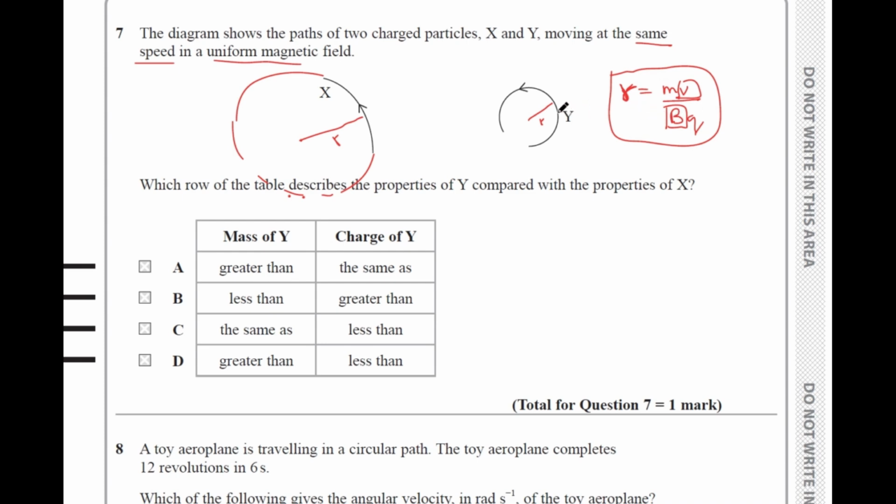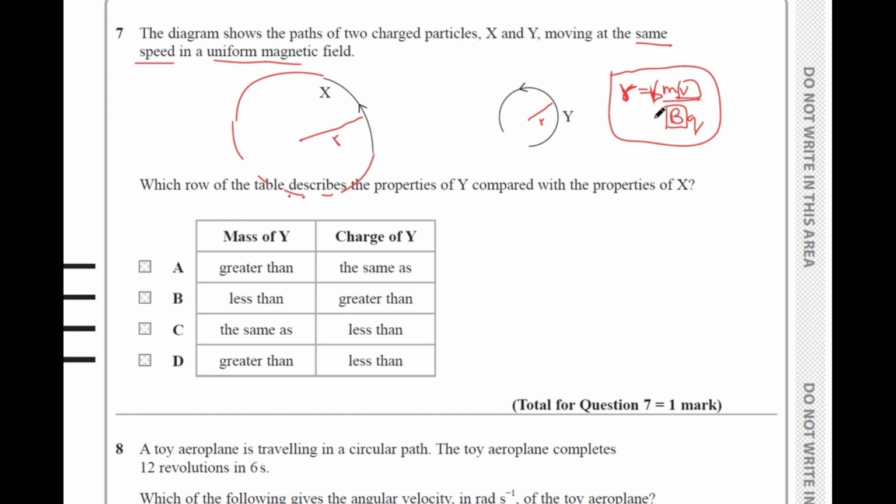So we have to check what are the properties which give a lower radius, which give a larger radius of curvature. So we are asked to compare the properties of Y with the properties of X. When it comes to Y, it has a lower radius of curvature. So we have to find out why there is a lower radius of curvature. The reason is low mass.